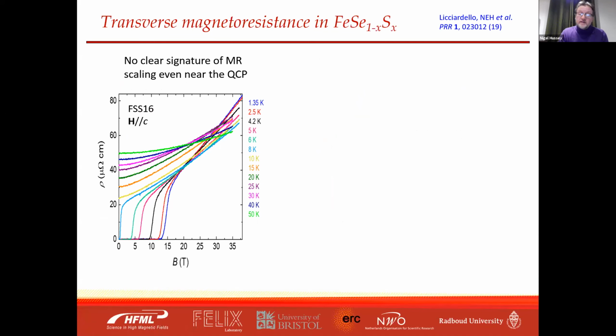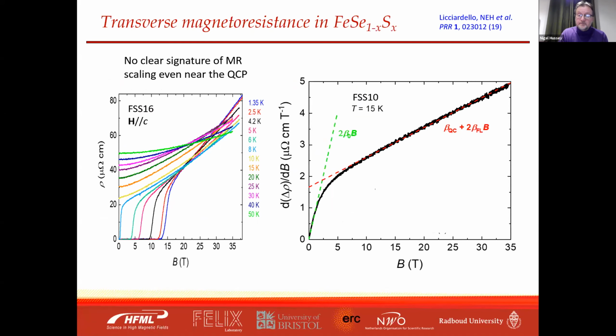However, when we took the derivative of this magnetoresistance with respect to field, we found something quite surprising. So here I show one for the nominal 10% sample, and you see here at low fields, it's clearly quadratic, so the coefficient is T-linear. But then at high fields, over a very wide doping range, field range, you see that you can effectively fit this to a constant plus a linear term, which means that effectively the magnetoresistance is B plus B squared.